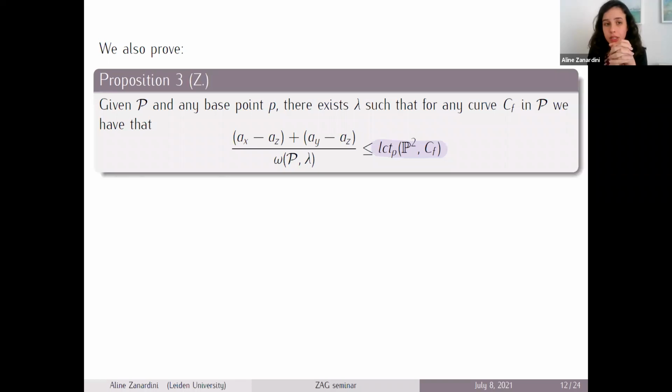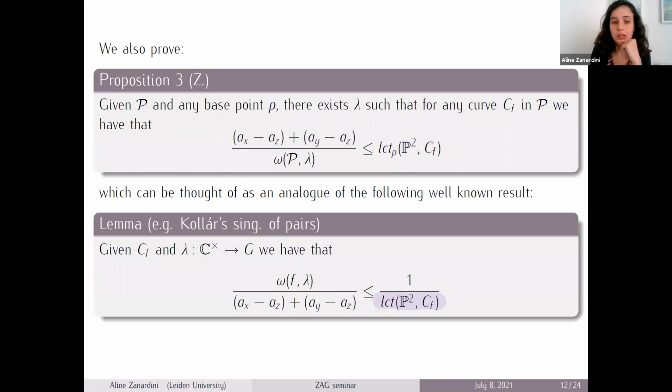And we can think of the content of this proposition as an analog of the following lemma, which is well known for curves. We can find it, for instance, in Kollár's Singularities of Pairs. So if I start with a curve in the plane and a one-parameter subgroup, then the following bound holds.